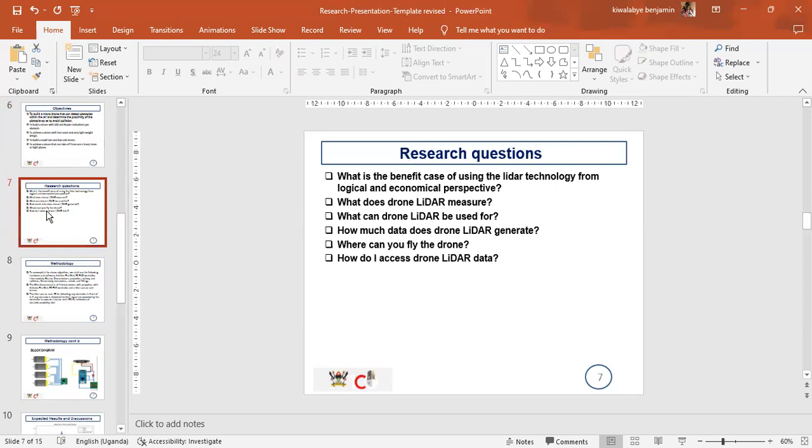Our research questions: what is the benefit case of using LiDAR technology from a logical and economical perspective? What does drone LiDAR measure? What can drone LiDAR be used for? How much data does drone LiDAR generate? Where can you fly the drone? Then how do I access the drone data?